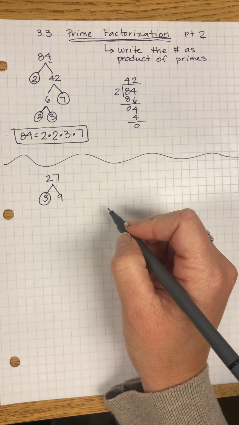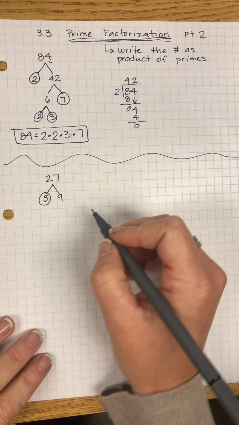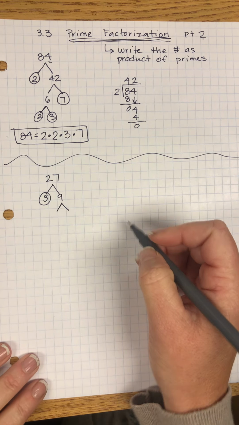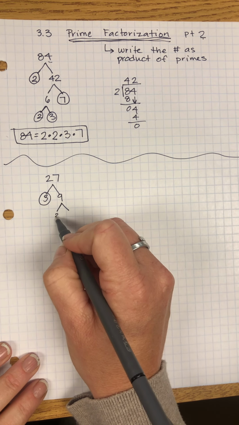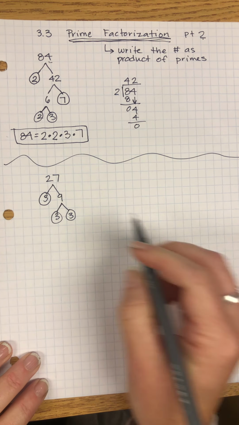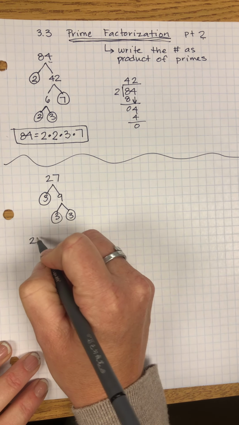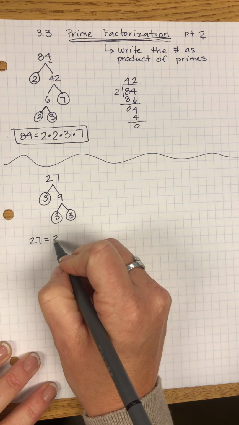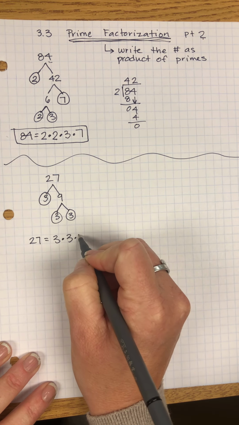I'm going to leaf it. That side is done branching out. I'm going to go to the 9 and break it up. What goes into 9? 3 times 3. Remember, we're multiplying. And those are both prime. So 27, written as a product of primes, looks like 3 times 3 times 3.